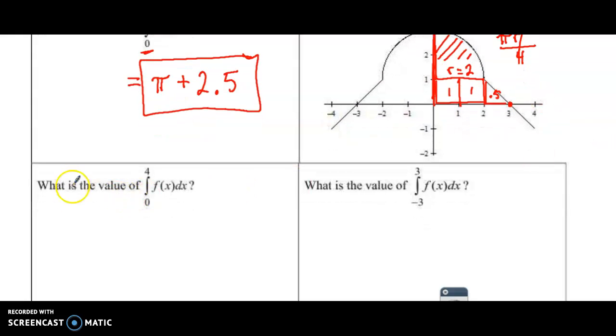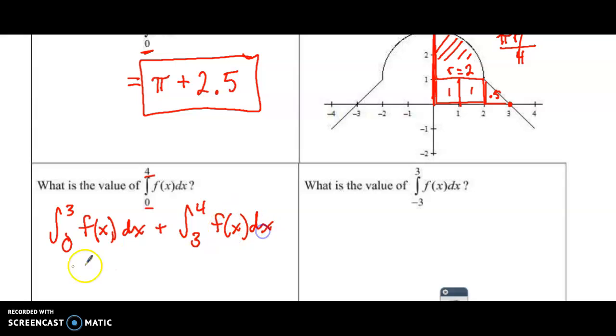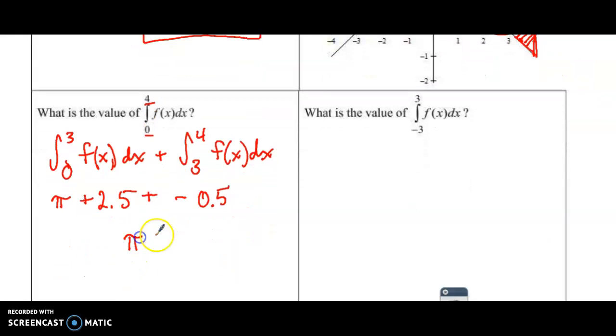Now as far as the next one goes, the value from 0 to 4, well, it makes perfect sense to me to say, okay, well that's the same as from 0 to 3 that we just found, the integral of f of x dx, plus the integral from 3 to 4. And I think this gives you a nice visual as well. So this answer we just found earlier was pi plus 2.5. But then as I do from 3 to 4, well, it's below the x-axis, so it's got to be negative. And it's the same triangle as right here, so negative 0.5. So what's our best answer then? It would just be pi plus 2.